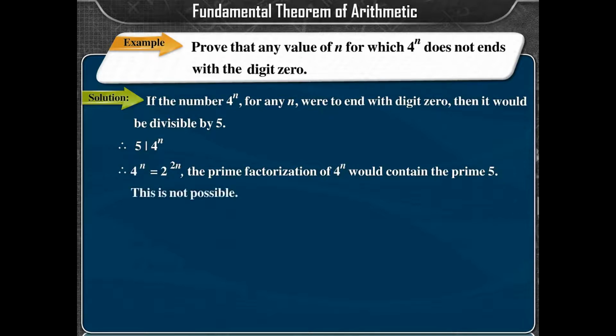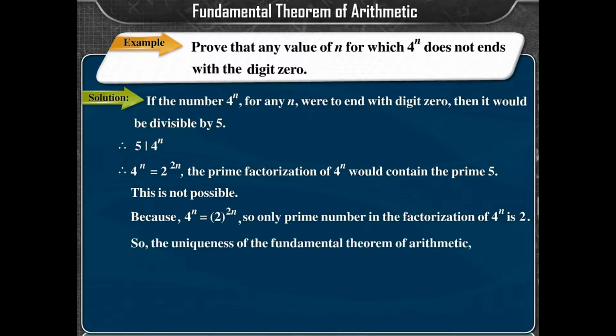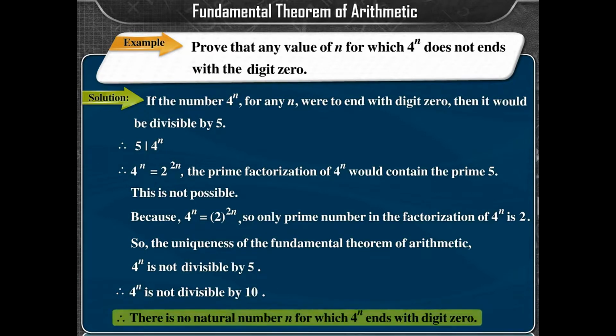This is not possible because 4^n is equal to 2^(2n), so the only prime number in the factorization of 4^n is 2. So, by the uniqueness in the fundamental theorem of arithmetic, 4^n is not divisible by 5. Therefore, 4^n is not divisible by 10. Therefore, there is no natural number n for which 4^n ends with the digit 0.